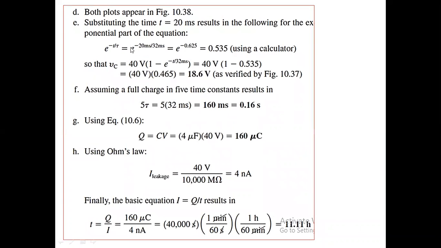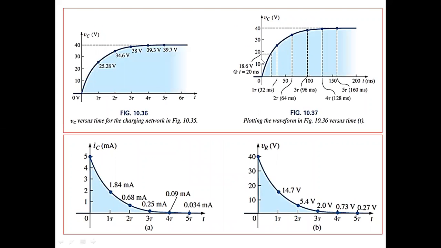For t equals 20 milliseconds, we have to find the VC. Putting t equals 20 milliseconds over here, we will get 18.6. If you want to locate this, here at t equals 20 milliseconds, the value is how much? 18.6. Okay, 18.6 at t equals 20 milliseconds.